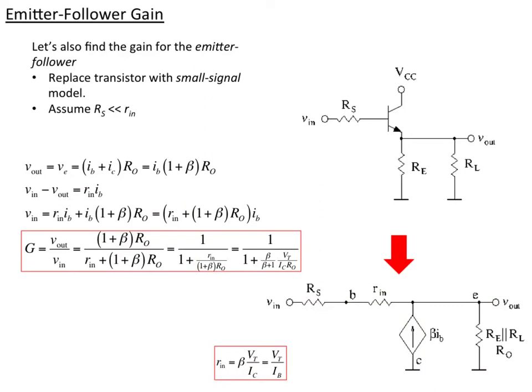And then I can plug in the value for R in. It has a beta as well, so I have beta over beta plus 1 over my quiescent values and thermal voltages and things I set up. So notice the gain here does not depend strongly on beta, and in fact it should be close to 1 as long as beta is pretty big.